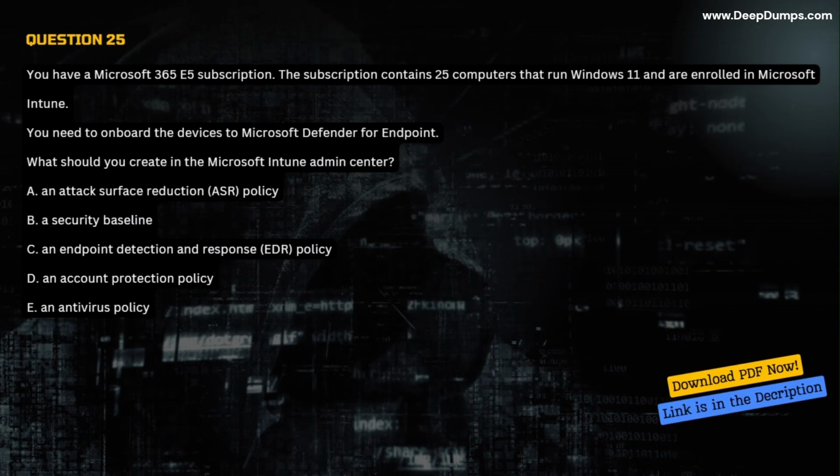Question 25. You have a Microsoft 365 E5 subscription. The subscription contains 25 computers that run Windows 11 and are enrolled in Microsoft Intune. You need to onboard the devices to Microsoft Defender for Endpoint. What should you create in the Microsoft Intune Admin Center? A. An attack surface reduction ASR policy. B. A security baseline. C. An endpoint detection and response (EDR) policy. D. An account protection policy.